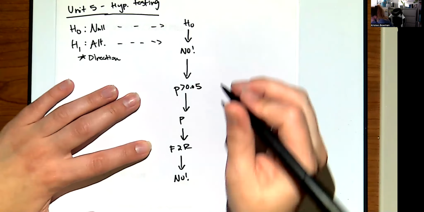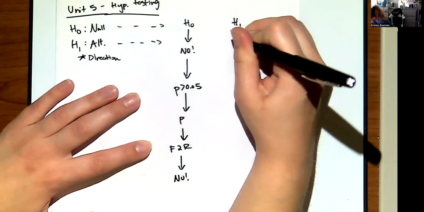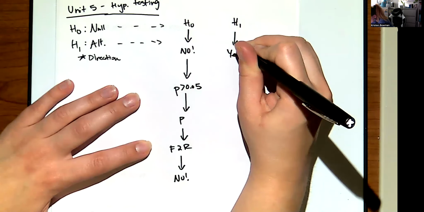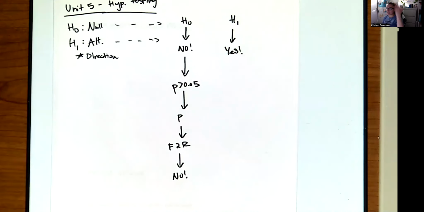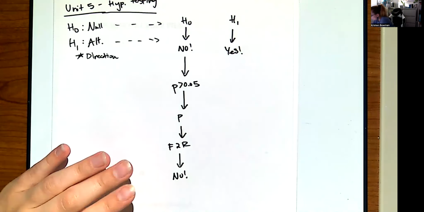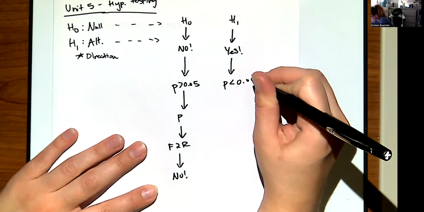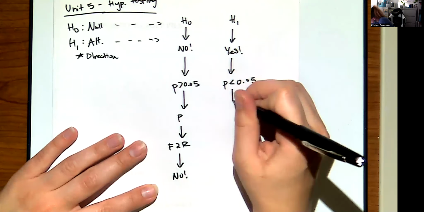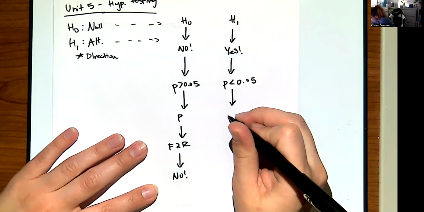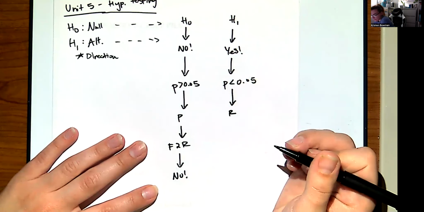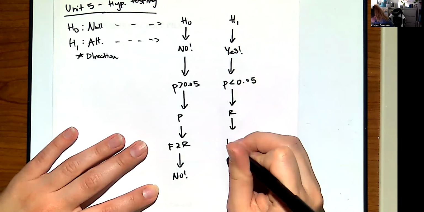Whereas for H1, we would try to say that yes, there is a difference between my sample and my population. There's a difference between pre-test and post-test. My experiment had an effect. So we would need evidence of p is less than 0.05. What we would be able to say is that our data are rare, right? And we would reject the null.